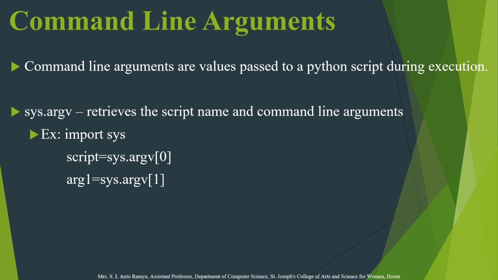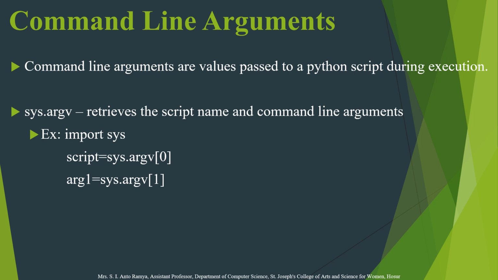Next one is command line arguments. When the values are passed while you are executing the program, that is called command line arguments. sys.argv stands for argument vector. That is where you will be passing the command line arguments. sys.argv is going to retrieve the script name as well as whatever command line arguments and values you pass.